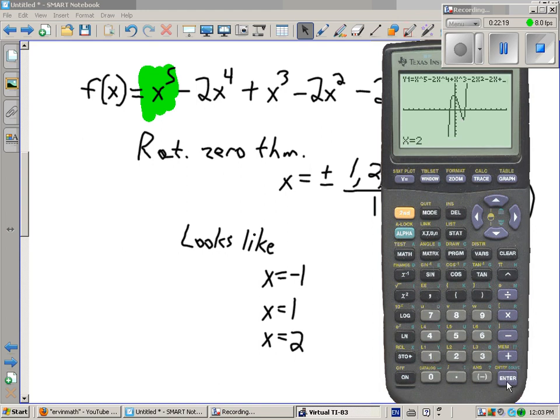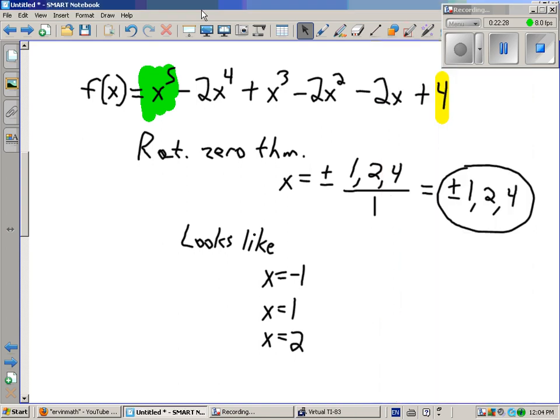There we go, y is equal to 0. Finally, x is equal to 2, y is equal to 0. So all of our guesses turned out to be right. 3 out of 3 ain't bad. Check, check, check. So what this tells us is that we have 3 factors we need to look for. X plus 1 is going to be a factor. X minus 1 is going to be a factor. So is x minus 2.